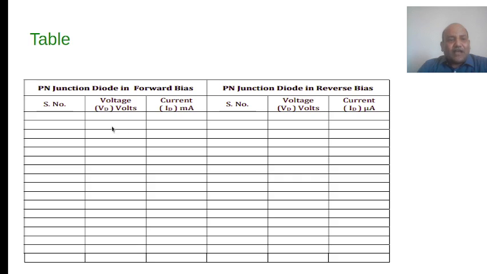This is the diode voltage, the voltage across the diode you measured. This is the current that flows in the circuit. This circuit is connected in series, that's why the current is the same throughout the circuit. And again you have to record the VD voltage and ID current, and you should plot these later.